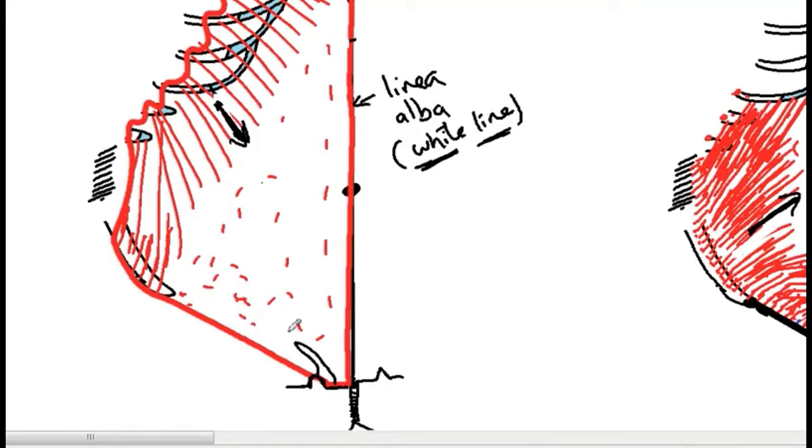In the lower part of the external oblique, we find the inguinal ligament. The external oblique has fleshy fibers like this and an aponeurosis. The beginning of the muscle is fleshy, and this is the aponeurosis, the flat tendon of the muscle. The lower part of the aponeurosis of the external oblique extends from the anterior superior iliac spine to the pubic tubercle. We call this the inguinal ligament.